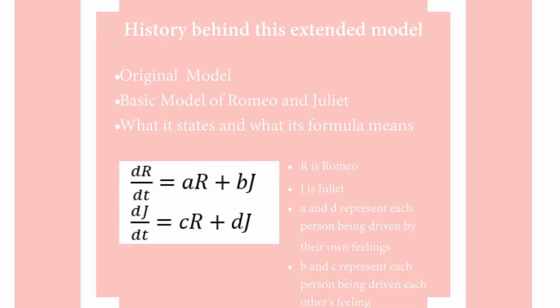To begin, to understand what the extended model really is, we have to see the history behind it. The original model that the extended model is derived from is the basic model of love of Romeo and Juliet. As you can see here, this model states Romeo and Juliet's love for one another. In this basic model, R is for Romeo, J is for Juliet, A and D represent each person's love derived by their own feeling, while B and C represent each person's love derived from each other's feeling.